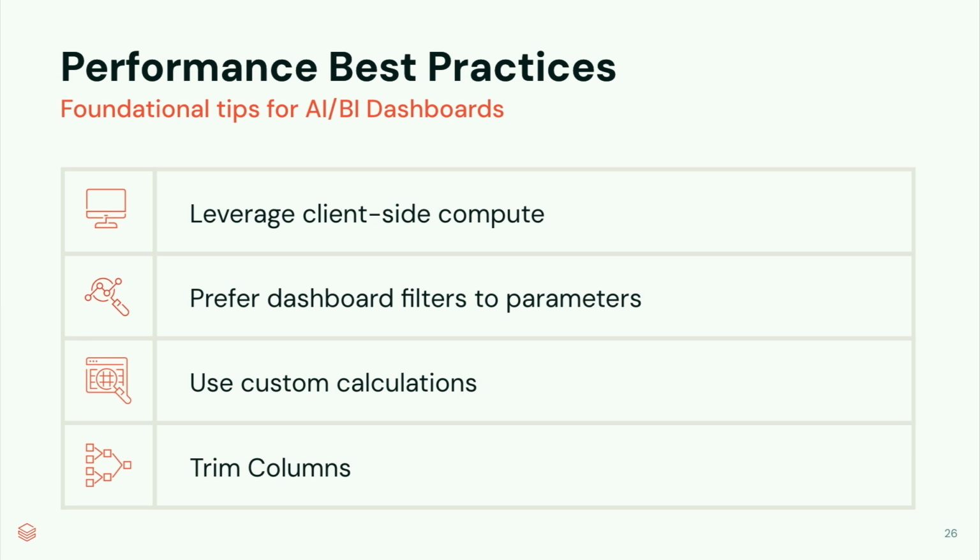There are 4 basic things I want to go over. We want to leverage client-side compute to avoid round trips to the server to speed things up. We prefer dashboard filters to parameters, so don't use parameters for filters. And I have slides on each of these in a second. You want to use custom calculations to prevent dataset sprawl. And you want to trim columns in your dataset to reduce network load. Let's go through each of those really quick.